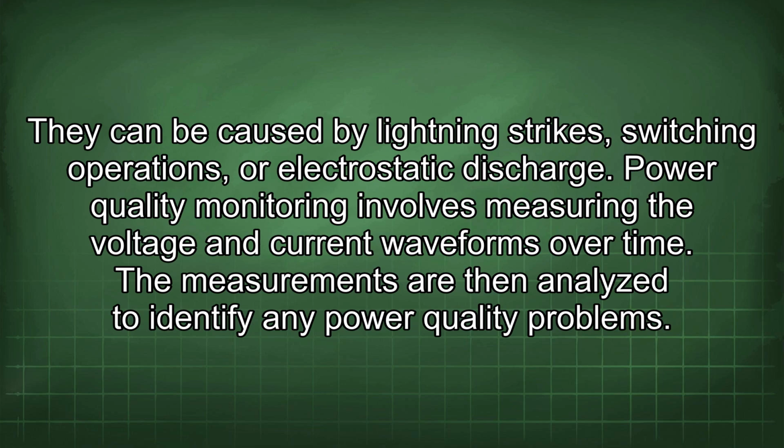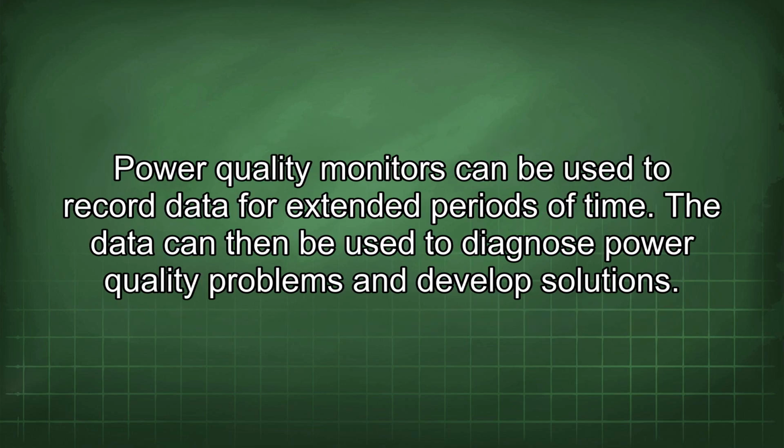Power quality monitoring involves measuring the voltage and current waveforms over time. The measurements are then analyzed to identify any power quality problems. Power quality monitors can be used to record data for extended periods of time. The data can then be used to diagnose power quality problems and develop solutions.